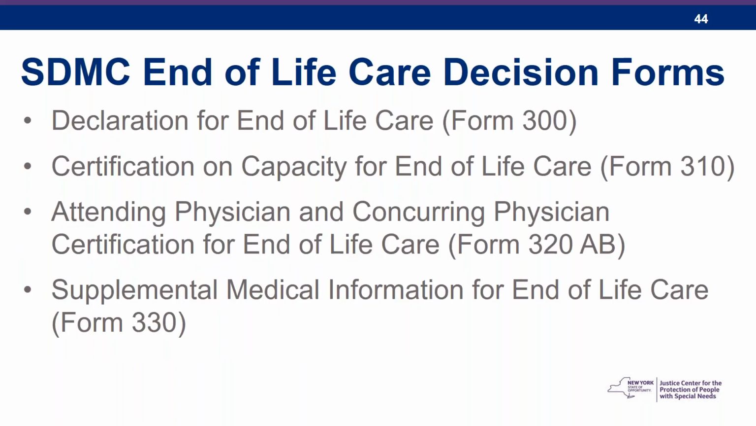All right, so we're going to talk a little bit about the forms. We have the Declaration for End-of-Life Care. This is the 300 form. These are the 4 forms that are going to be submitted together from the declarant. Sometimes it comes from the hospital, but it helps if the hospital and the residential providers are working together.